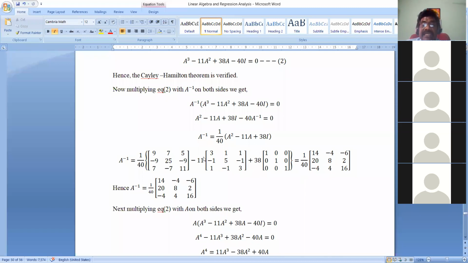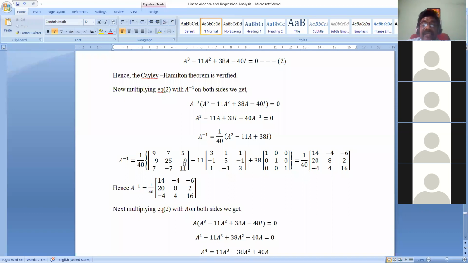Next, 7 minus 11, that is minus 4. Next, 5 minus 11, minus 6. Minus 6 plus 0 is nothing but minus 6. Next, minus 9 plus 11, 20. 20 plus 0, that is 20. Next, 25 minus 55, that is minus 30, plus 38, that is simply 8.